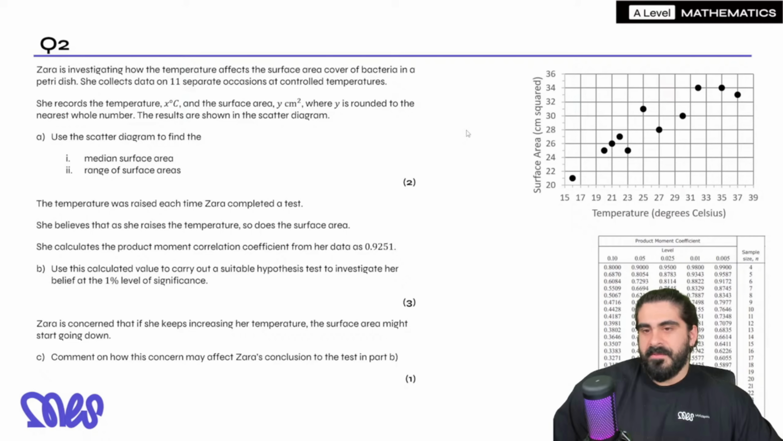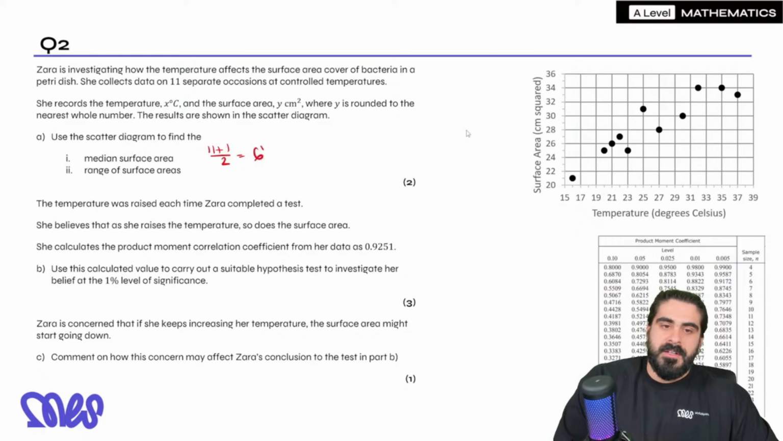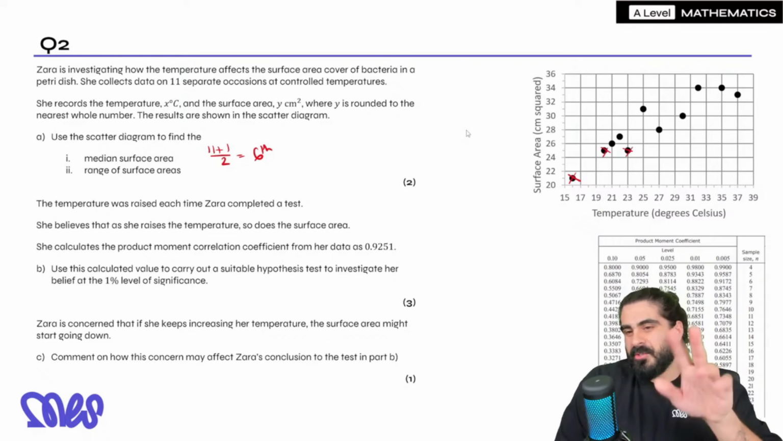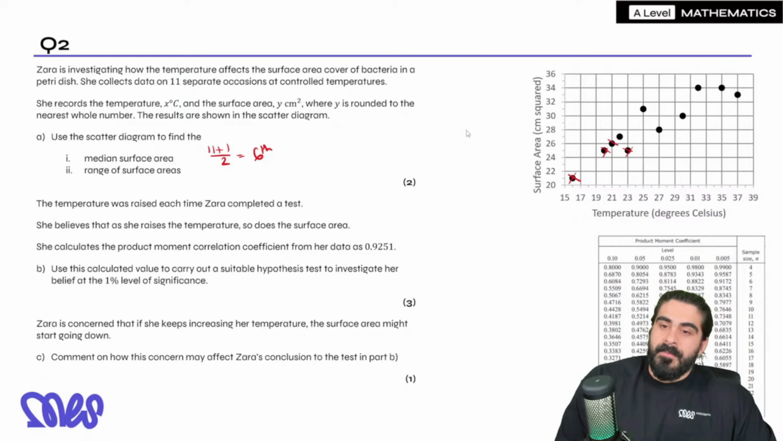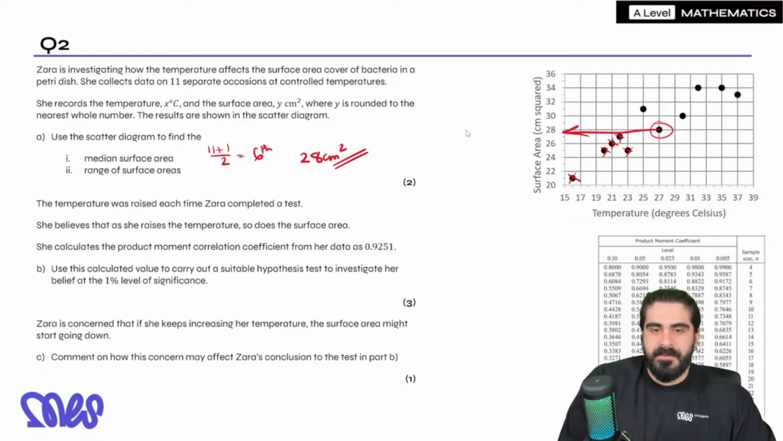All you're doing is observing the scatter plot. So if there's 11 occasions, there's 11 points. The median, you do 11 plus 1 over 2, so you're looking for the sixth. So in terms of reading, we have that one, we don't want that. 1, 2, 3, they're in line, so 2 and 3 together. 4, 5, 6, we want that. We're going to read off the 28. So it'll be 28 centimeters squared.